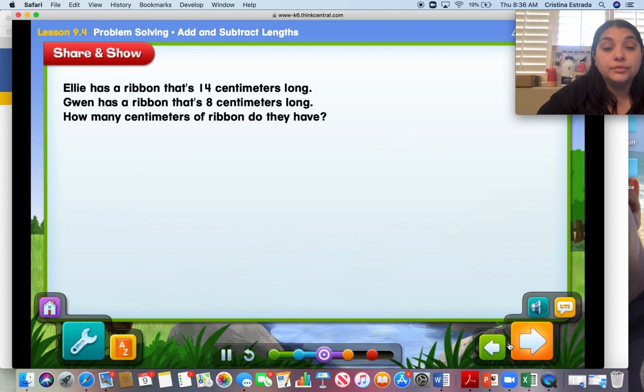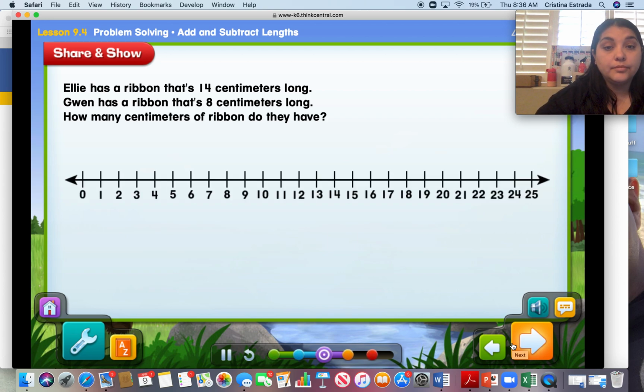Ellie has a ribbon that's 14 centimeters long. Gwen has a ribbon that's 8 centimeters long. How many centimeters of ribbon do they have? Let's use a number line to find the length of ribbon that Ellie and Gwen have. Ellie's ribbon is 14 centimeters long. Click the number on the number line to show the length of Ellie's ribbon. Start at 0 and count 14 spaces along the number line.